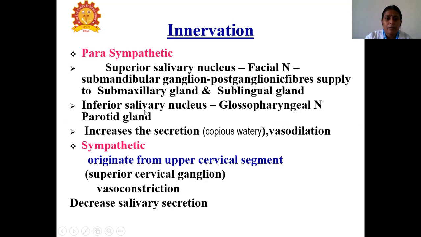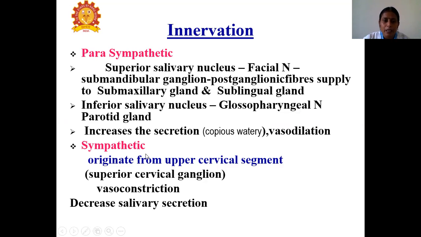For the parotid gland, the parasympathetic preganglionic nerve comes from the inferior salivary nucleus via the glossopharyngeal nerve and supplies the parotid gland. Stimulation of the parasympathetic nerve increases the watery secretion of saliva and also causes vasodilation.